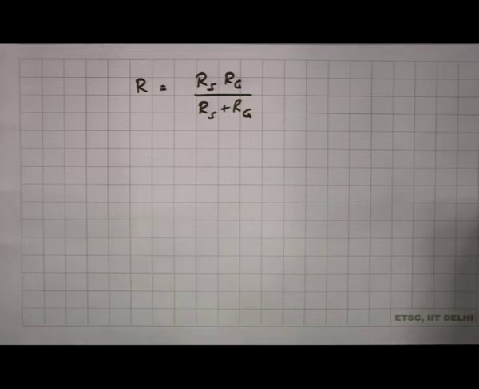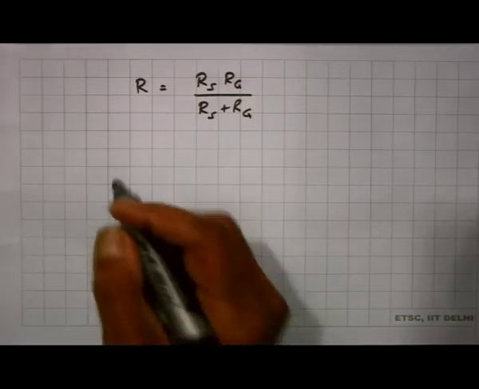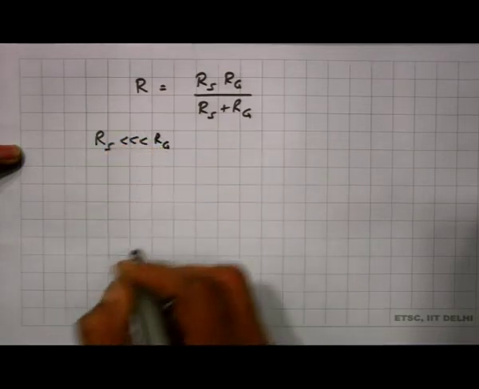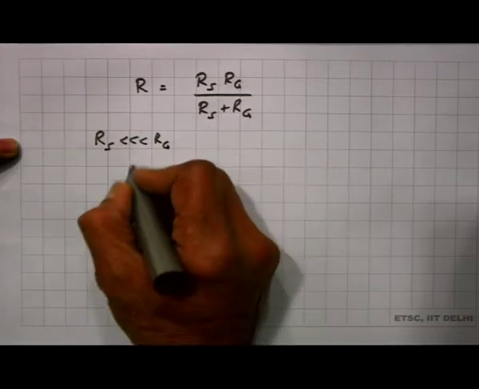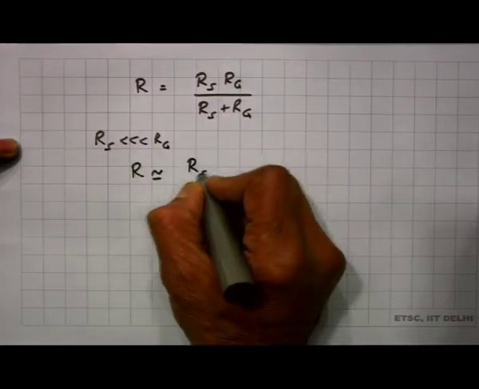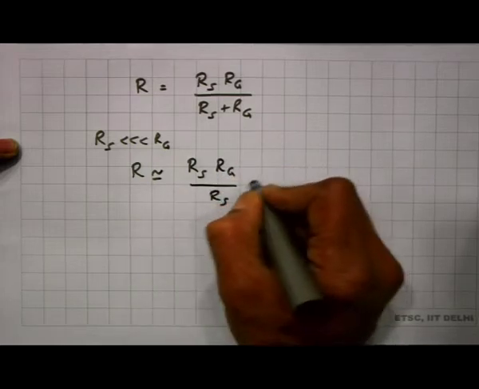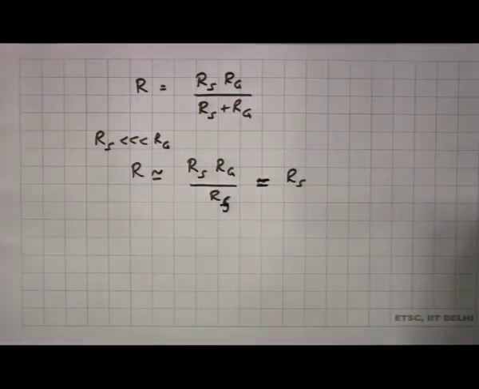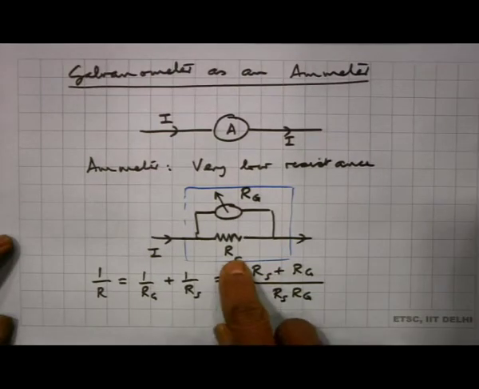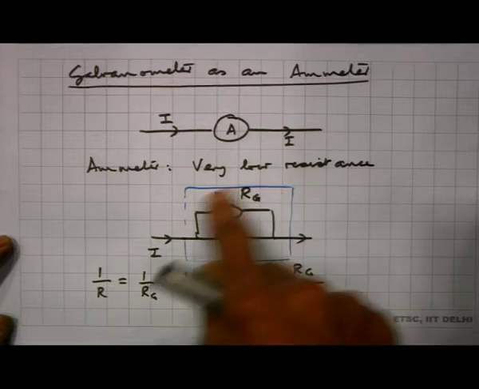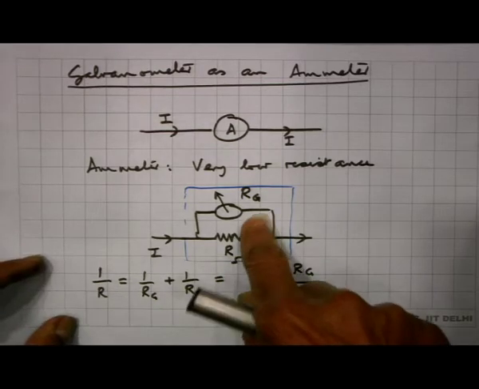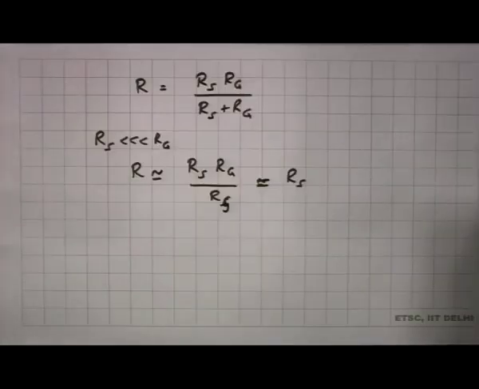Now, I want this resistance to be very small. So, I take a resistance Rs which is much less than Rg. If Rs is much less than Rg, then R becomes approximately equal to Rs into Rg by Rg, which is equal to Rs. So, if you connect a very small resistance in parallel with the galvanometer, then the net resistance is very small and almost equal to Rs. If Rs is much smaller than Rg, then the total resistance is simply equal to Rs.